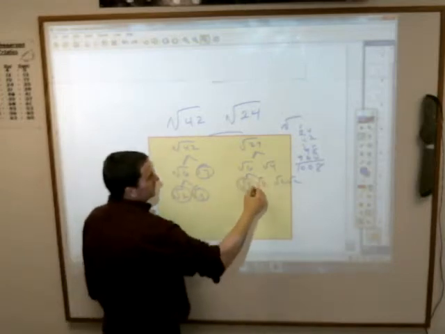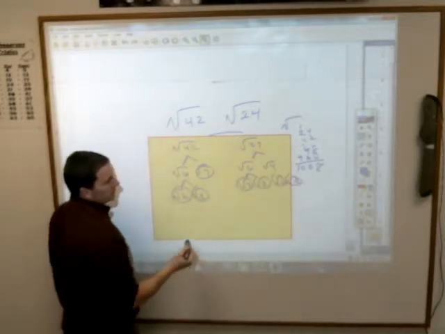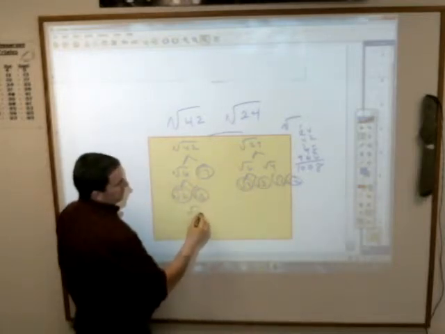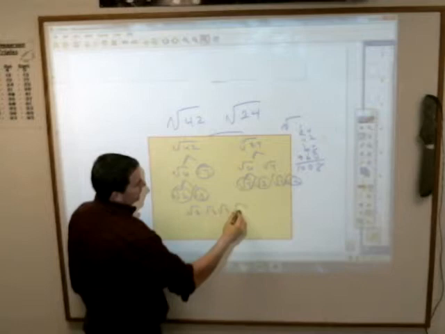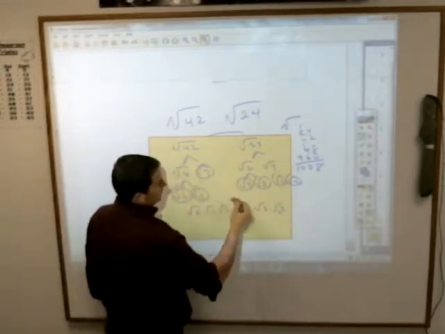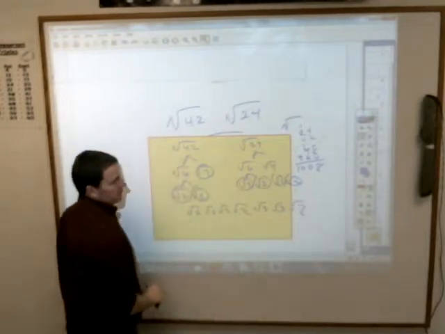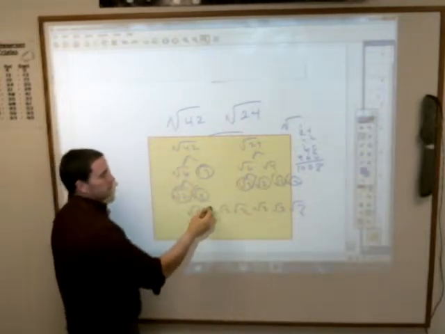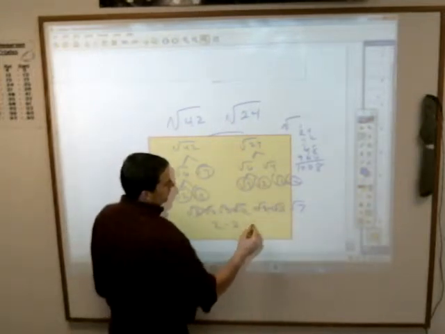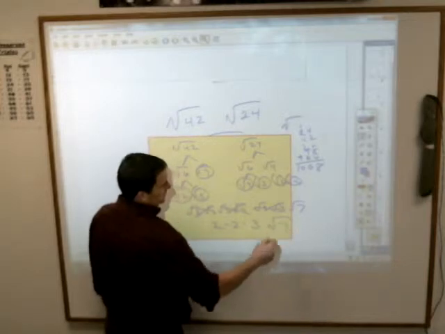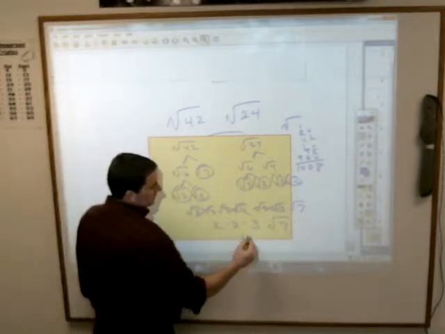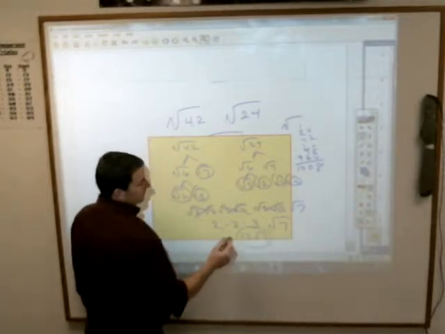So I've got all of these square roots to deal with. What do I end up with? How many square roots of 2? 1, 2, 3, 4. 4 square roots of 2. 2 square roots of 3. And 1 square root of 7. And what do you get if you simplify that? A normal 2, a normal 2, a normal 3, and a square root of 7. Which ends up being what? 4 times 3 is 12 times the square root of 7.